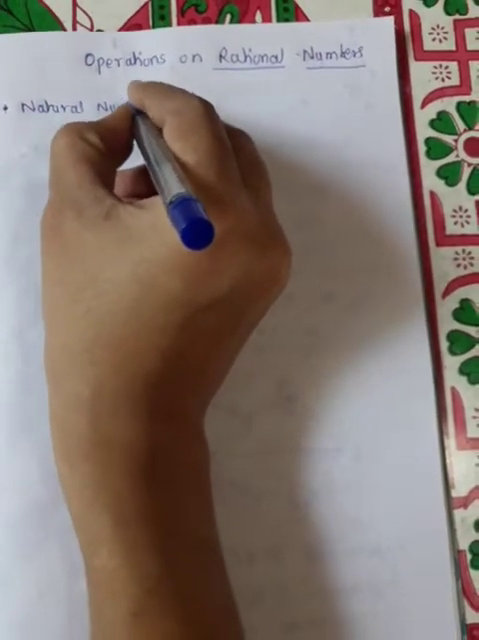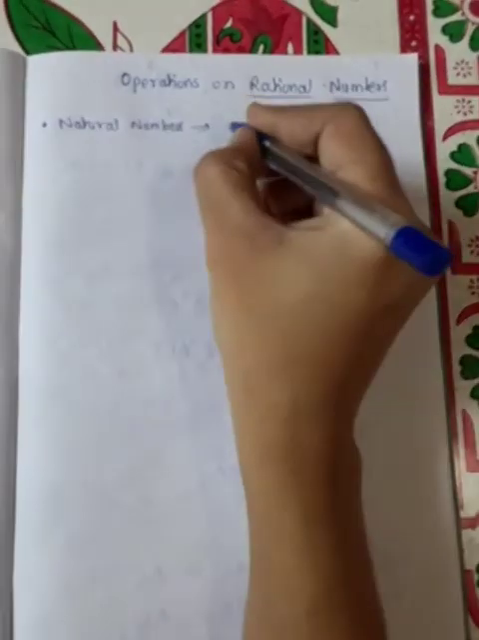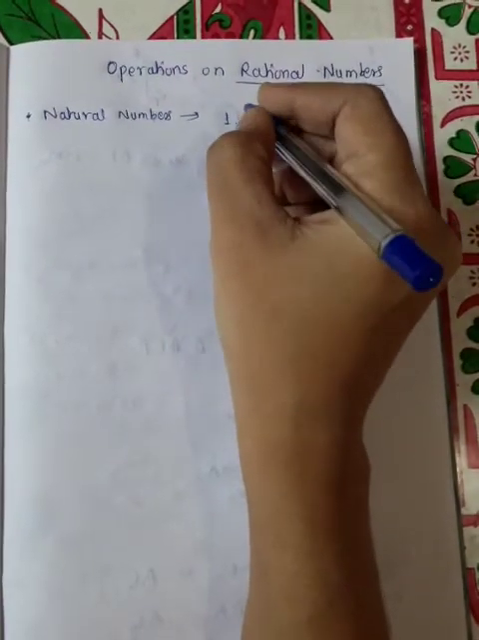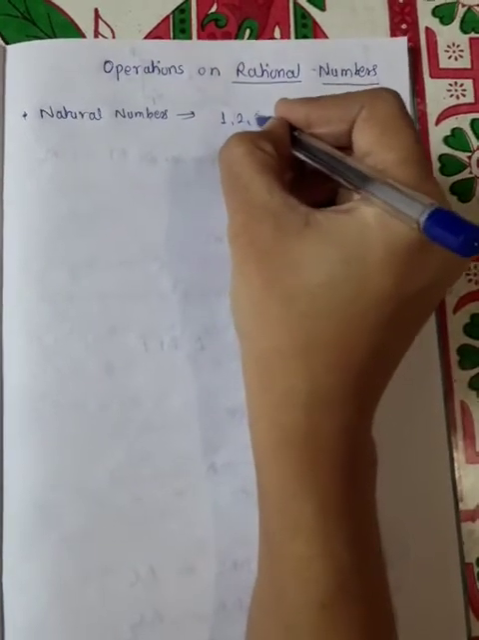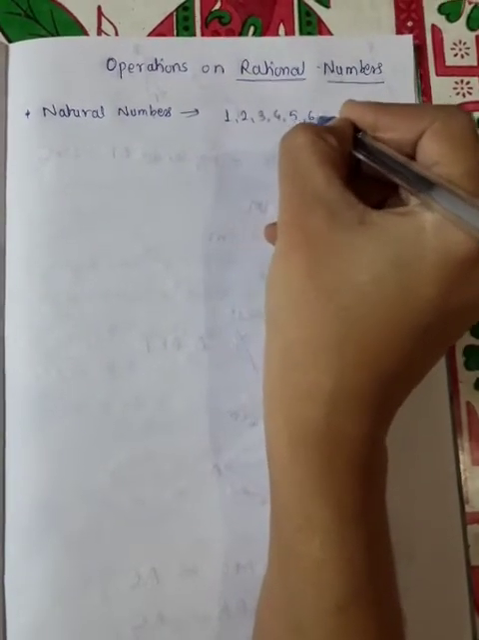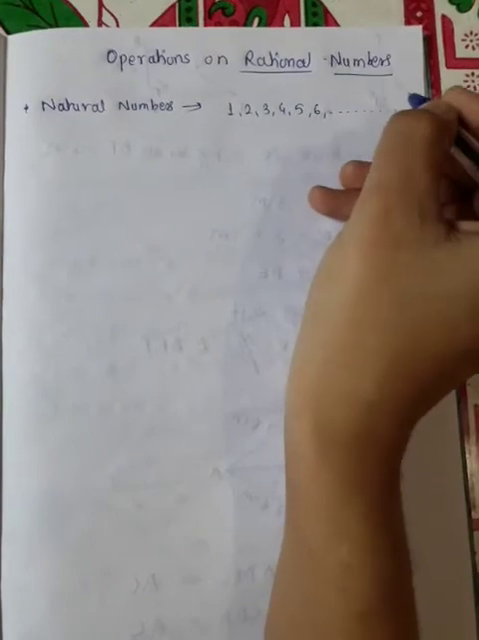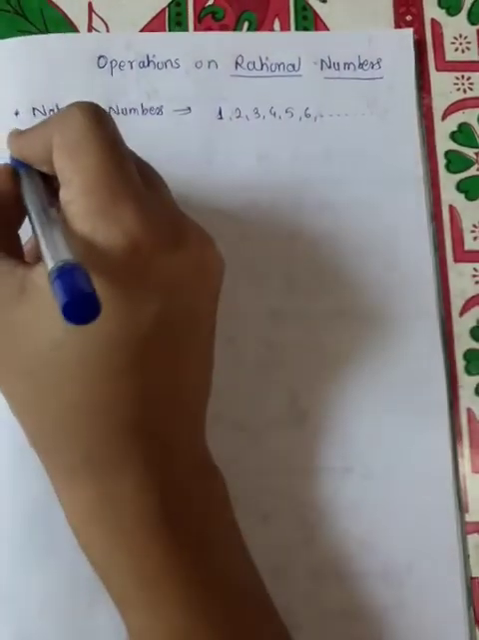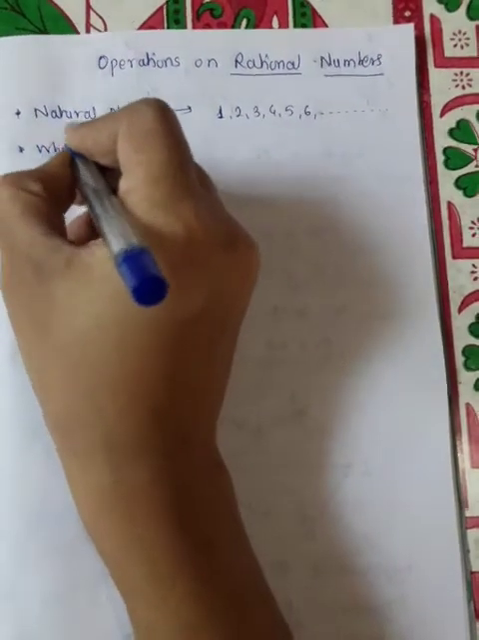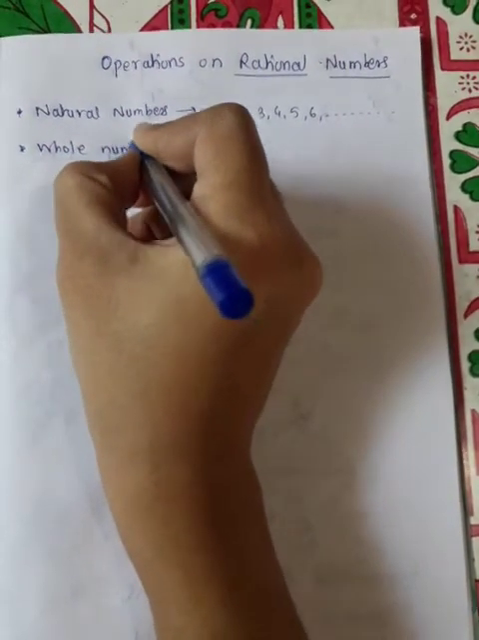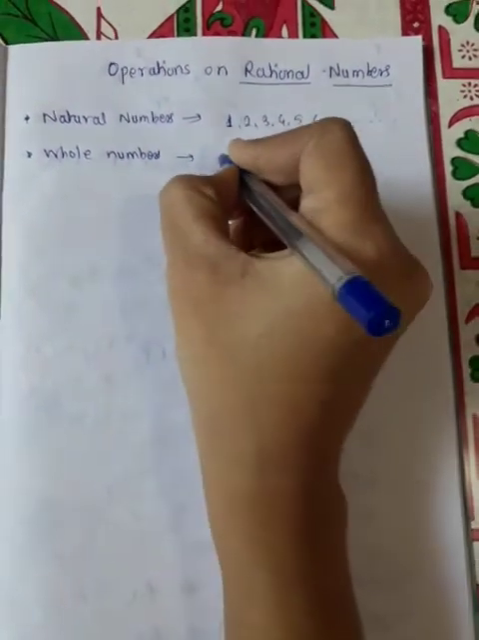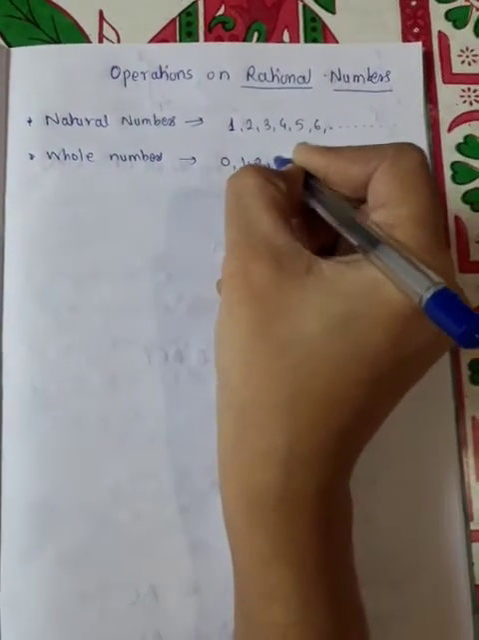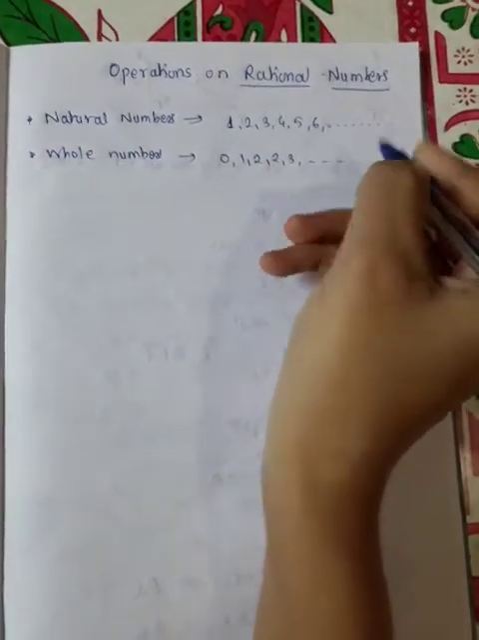Which numbers are called natural numbers? Numbers started from 1 are called natural numbers: 1, 2, 3, 4, 5, 6 and so on. Then what are the whole numbers? We know whole numbers start from 0: 0, 1, 2, 3 and so on.